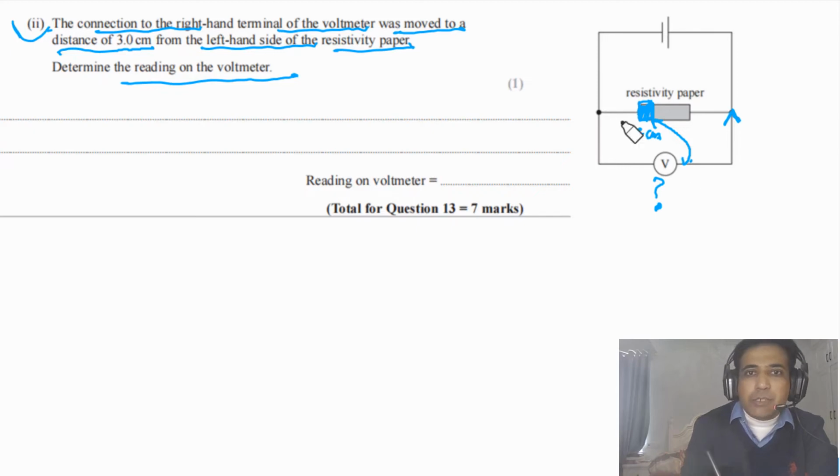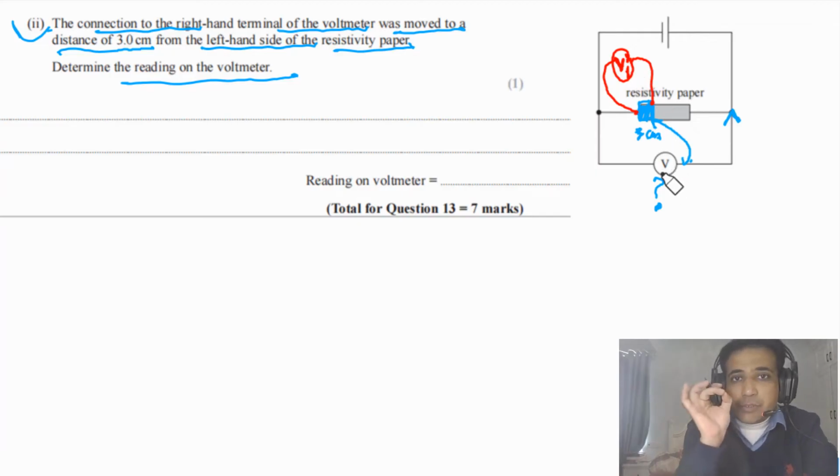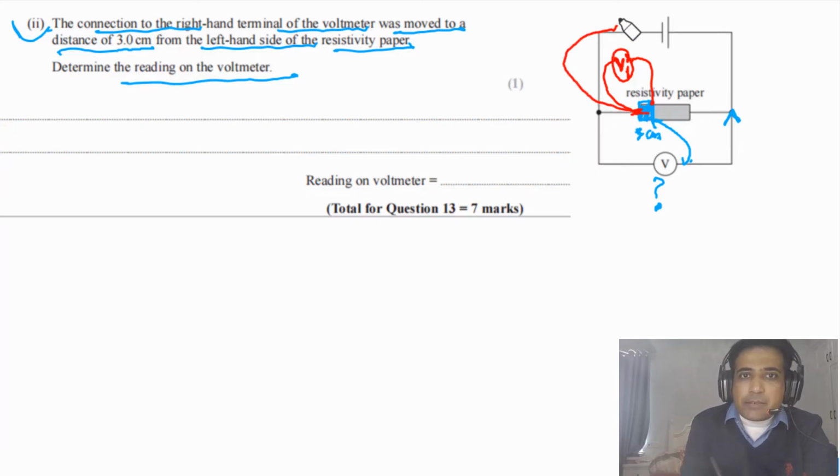We can also imagine if we connect a voltmeter between this point and this point at 3 centimeters. So let's say we connect voltmeter V1. The reading on V1 and the reading on this voltmeter will be the same. And also for this question, we have already figured out that the potential difference across this resistivity paper is equal to 1.4 volts, because this is equal to the terminal potential difference across this cell. So we have the reading of V2, and the total length of this resistivity paper is equal to 12 centimeters.